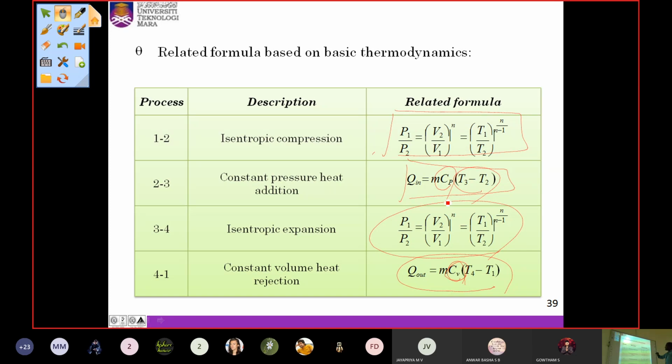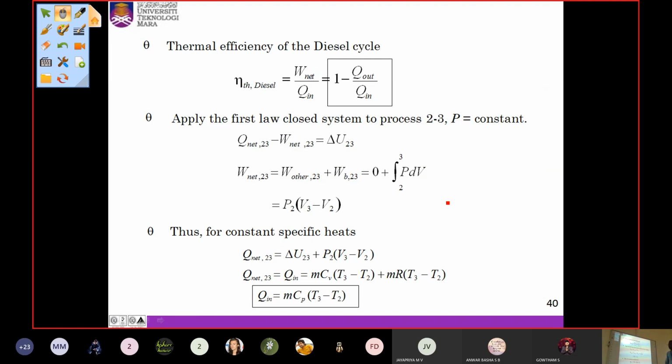Right. So just try to recall these formulas. Then we come to the formula for efficiency. The thermal efficiency of the diesel cycle can be calculated as usual by output by input, that is work output divided by heat supply. Then W net will be Q in minus Q out. So we can finally derive this equation as 1 minus Q out by Q in.